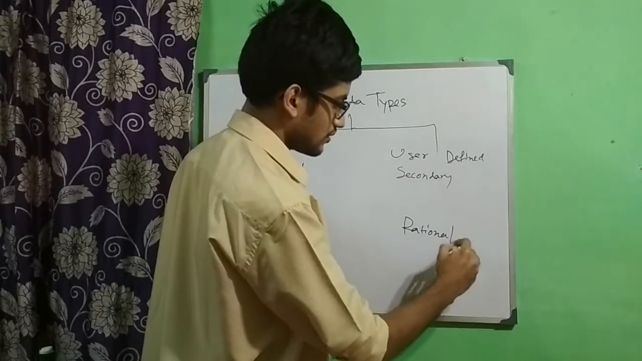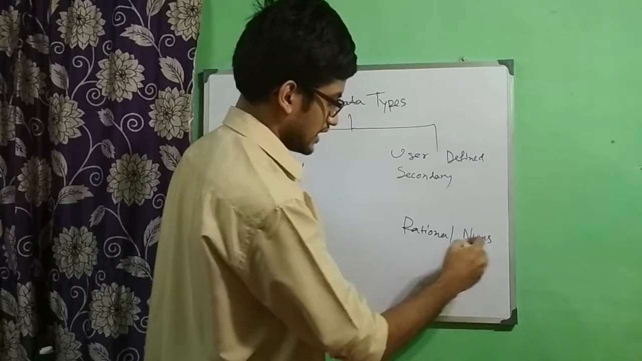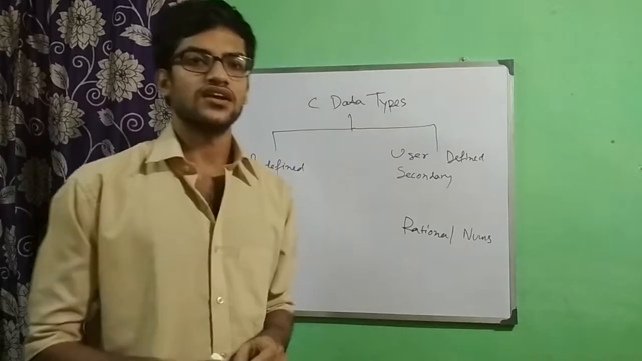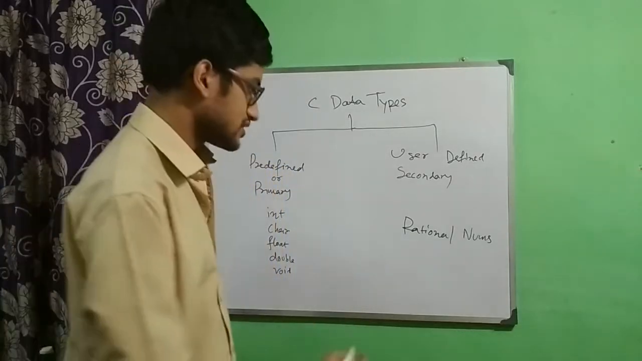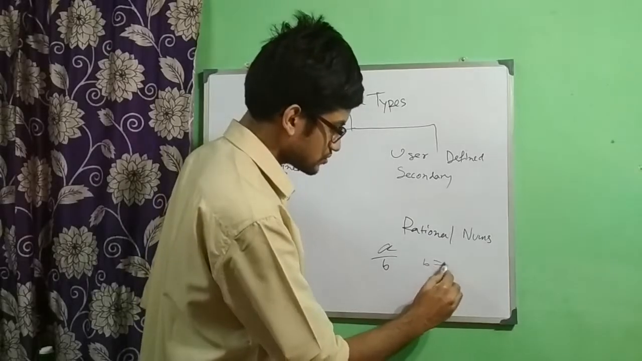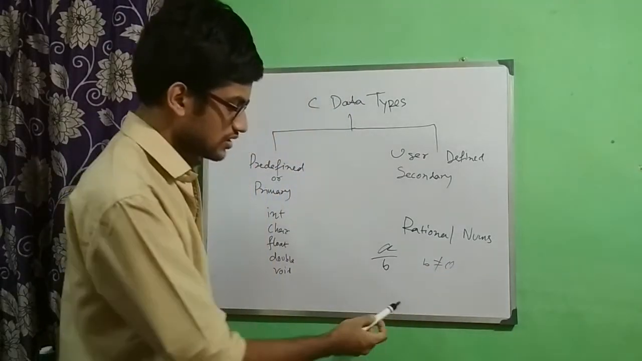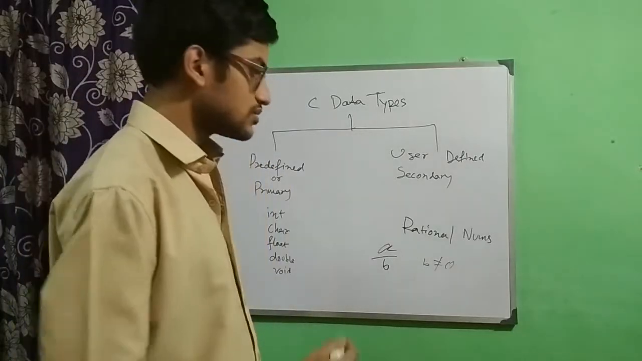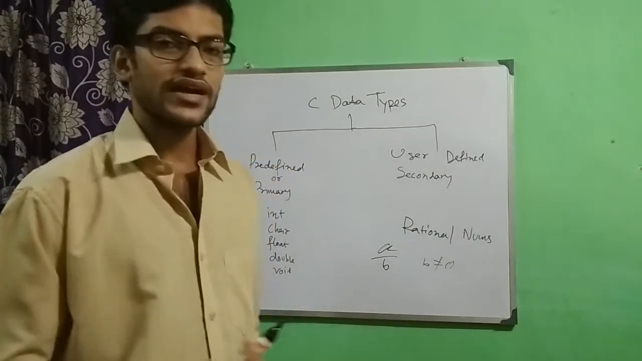These are the rational numbers. Rational numbers are any numbers that can be expressed as a fraction. Fraction means what? Fraction means A by B, provided that B is not equal to 0. If B is 0, then you cannot divide something by 0, so this will be undefined, or simply an error.